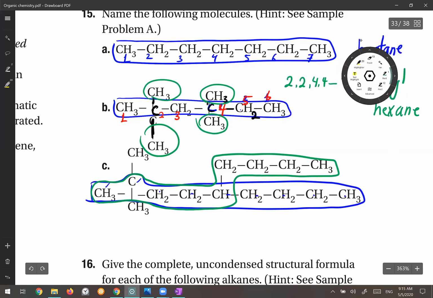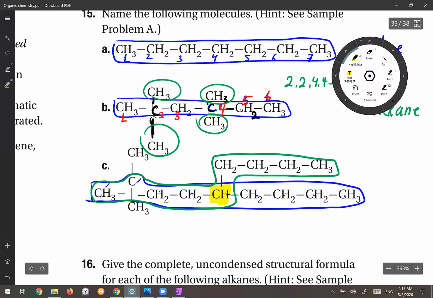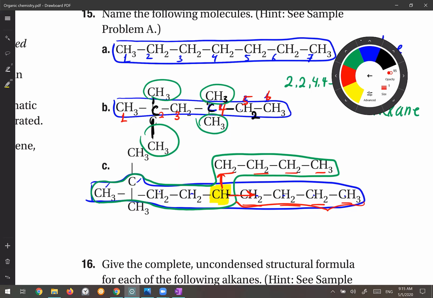Look at this carbon that you have here. What is connected to that? On the right side, CH2, CH2, CH2, CH3 is connected here. At the top, CH2, CH2, CH2, CH3 is connected. So it means these two groups, on the right side of this carbon and at the top of this carbon, are exactly the same. So you can choose either one to be a part of your parent chain.